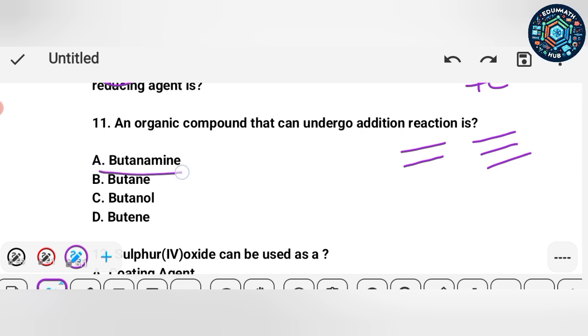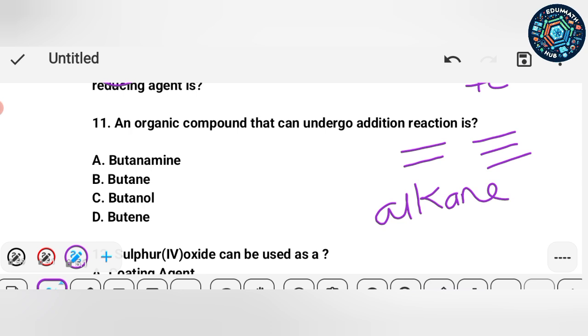This is butanamine. Butanamine has single bonds all through. This is butane. Even if you look at the name, it sounds like normal alkanes. Butanamide, butane, butanol, they are all single bonds. It's only butene that has a double bond, because it's an alkene.